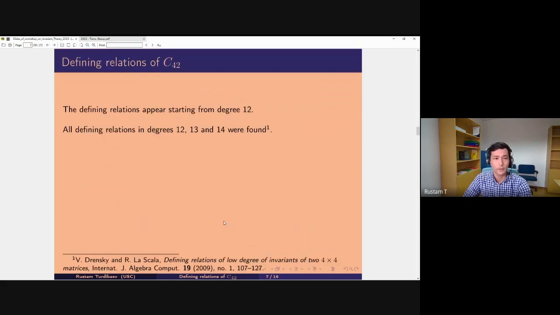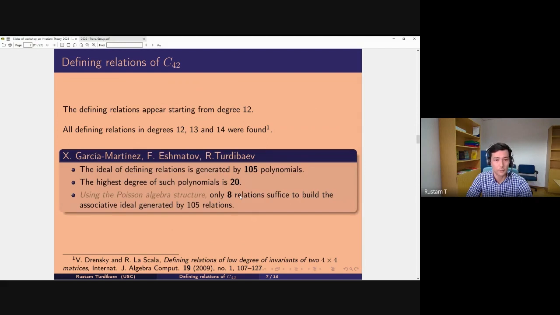Defining relations among these 32 generators start appearing in degree 12. They were all found, those appearing in degrees 12, 13, and 14, by Drensky and Vaklieva in this paper of 2009. So far, to our knowledge, there was no progress. Recently, just really recently, we finished writing the first draft. Hopefully, we'll put it up online on arXiv soon. We obtained that the full ideal of defining relations is generated by 105 polynomials, and the highest degree in which these polynomials appear is degree 20.